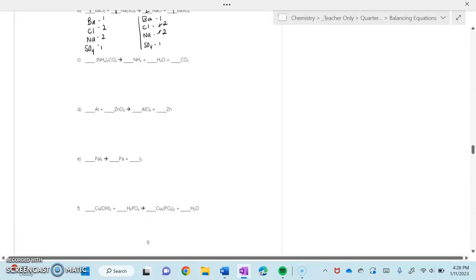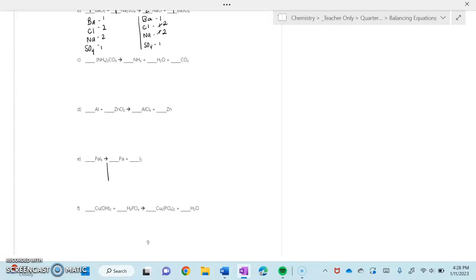Let's do one more. Let's do PaI5. So we got 1 and 5, 1 and 2. To make 5 and 2 balanced out, we're going to need a common multiple, which in this case is going to be 10. So we're going to try to get them both to be 10. You do that on the reactants by placing a 2 as the coefficient. That affects both of them.